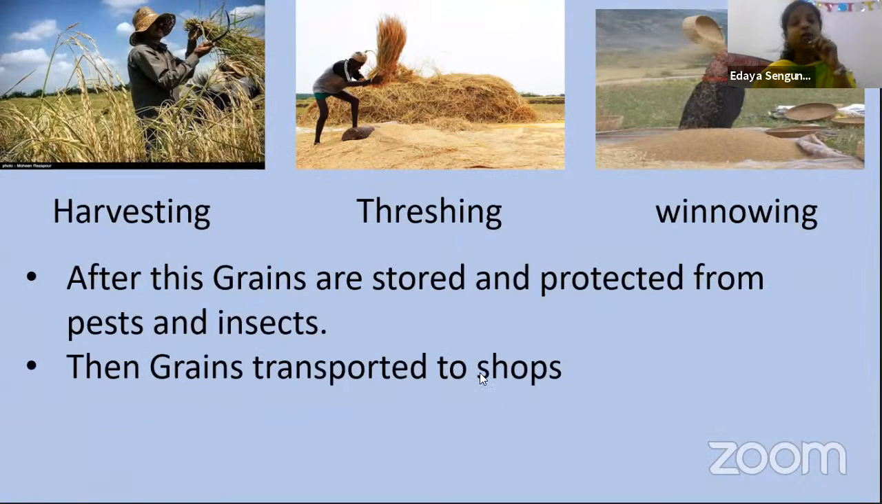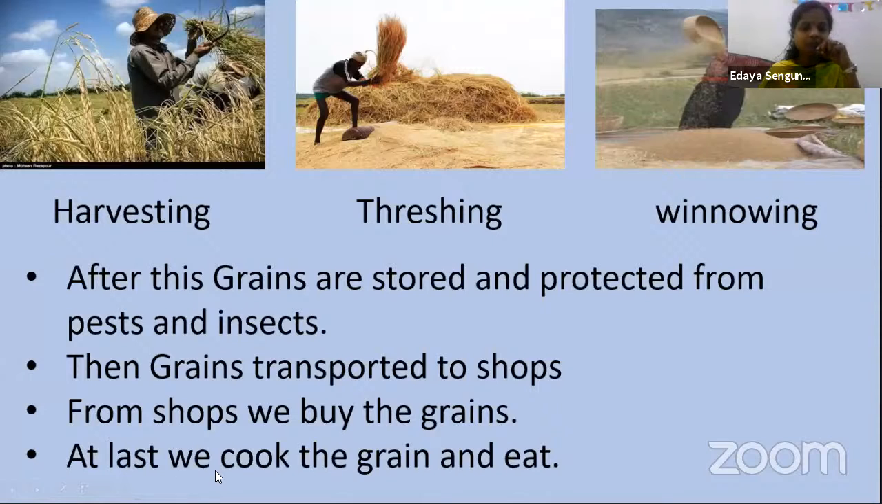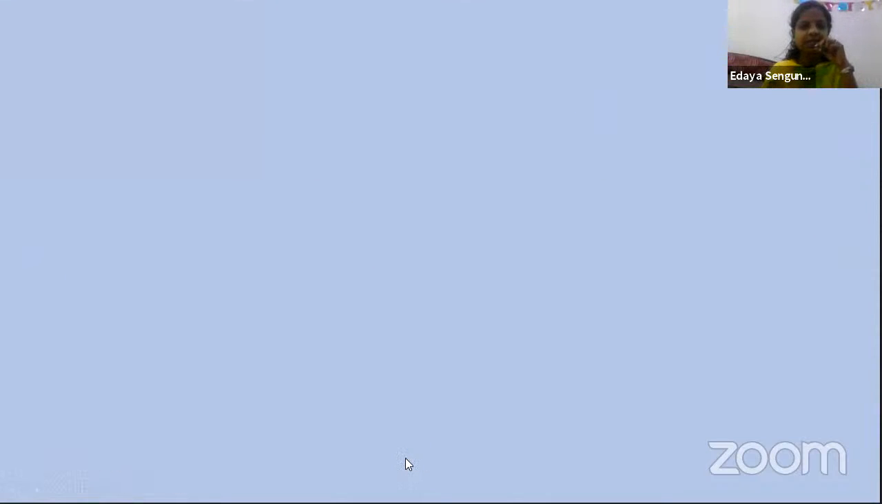Then the grains are transported to shops. After preserving, we transport these crops or grains to shops. From shops, we buy the grains, and then mama cooks for us with love and care, and then we have the food. So we all have to value the food. We should not waste it. At last, we cook the grain and eat.